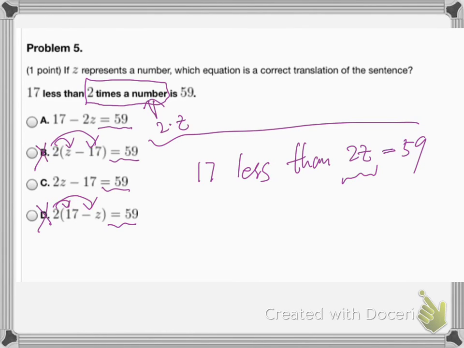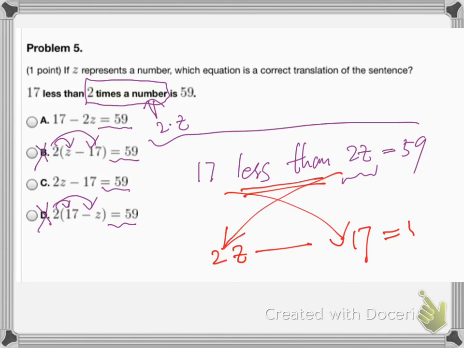2 times letter Z. So the next step is very important. Less than means subtract. But for subtraction, in most cases we have to change the order of these two terms. Only for decreased by, you keep the order. So switch terms, so this is 2z minus 17 is 59. Then we got choice C. So for subtraction, always switch except decreased by.